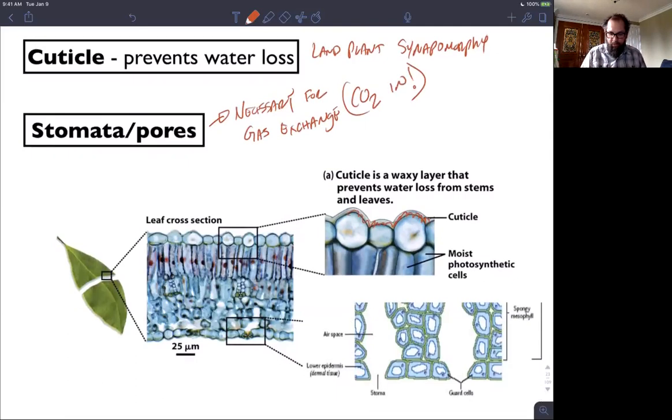And so if we take a look at the cross section of this leaf here that I showed you before for the cuticle, on the underside of the leaf, we actually have a couple of openings on that lower epidermis. And so stoma is singular, stomata is plural. And so we have these openings in the plant body that actually allow for gas exchange to occur.